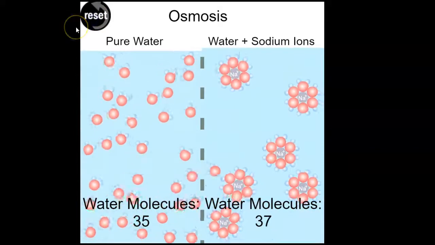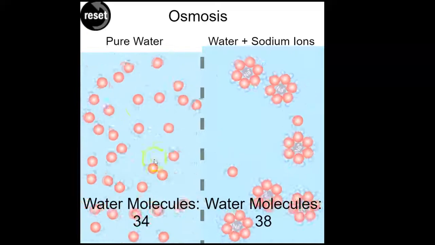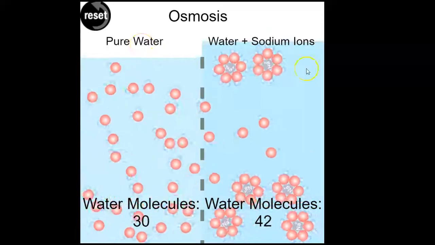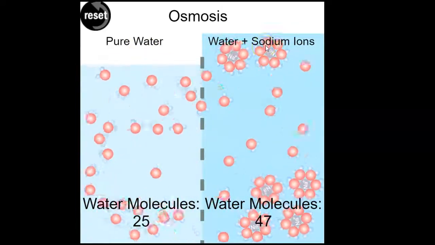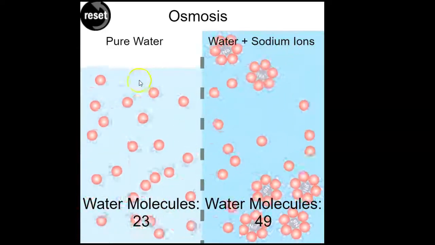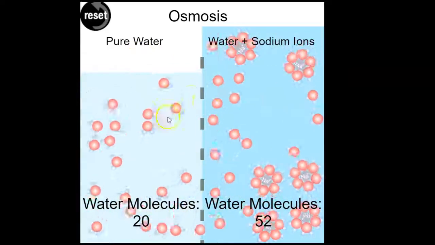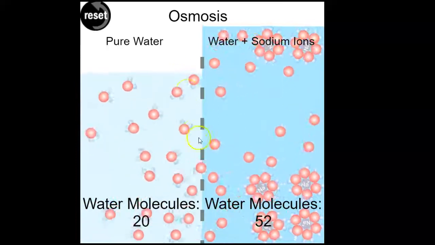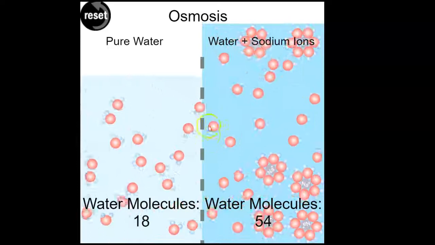So let's take a quick look at this osmosis simulator. You see on the left, we're starting with a pure water solution. On the right, there's a solution that has sodium ions in it. So this has a higher concentration of solute. And you can see quite quickly that this water is moving into that solution with the water and the sodium ions. So this is a semi-permeable membrane here, and it's flowing through there.